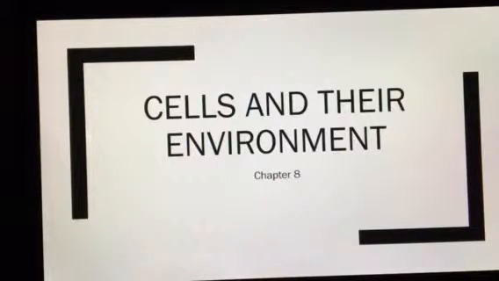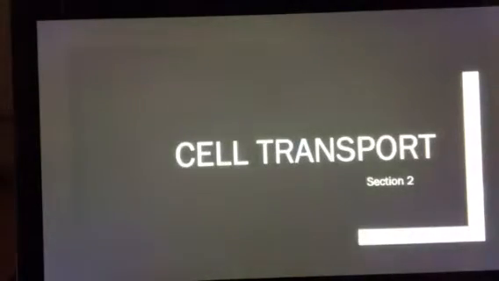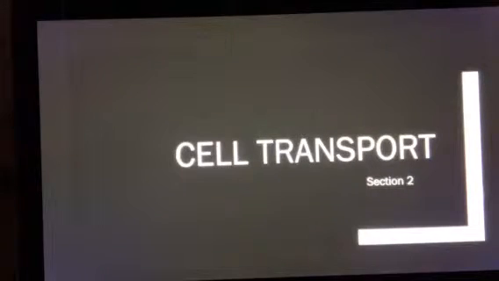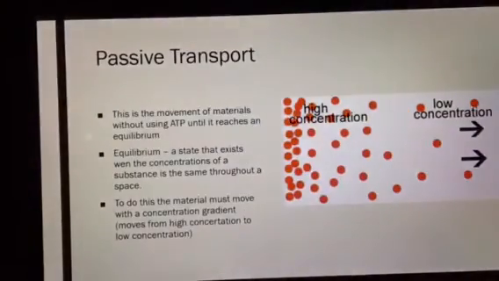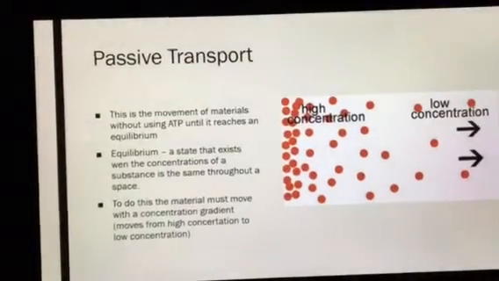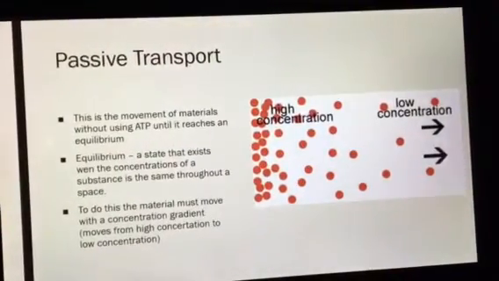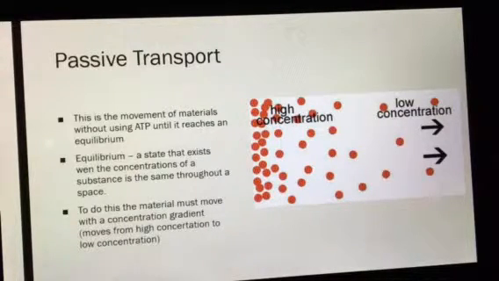Pause the video right now and go through those questions really quick in your groups. Section 2 is cell transport. So we talk about cell transport. We have 2 types: passive and active. Today we're going to talk about passive transport. Passive transport is when we have a movement of materials across the cell membrane without the use of ATP.